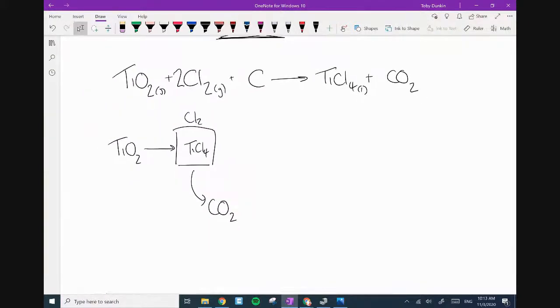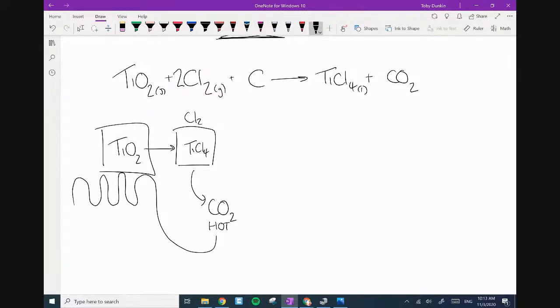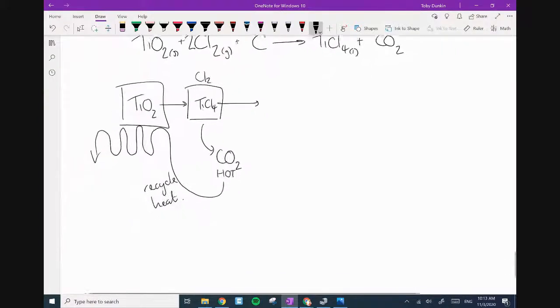Now what they actually do is, the CO2 comes out hot, and they recycle the energy. They use the hot CO2 to heat this chamber. The hot CO2 is used in a heat exchanger to recycle heat, saves money. Now we've got TiCl4. Now we need to extract the titanium. So now we're going to do the next reaction.